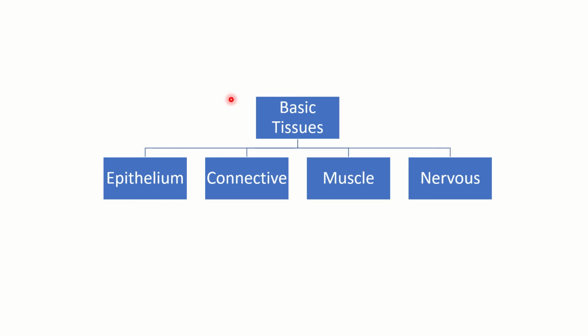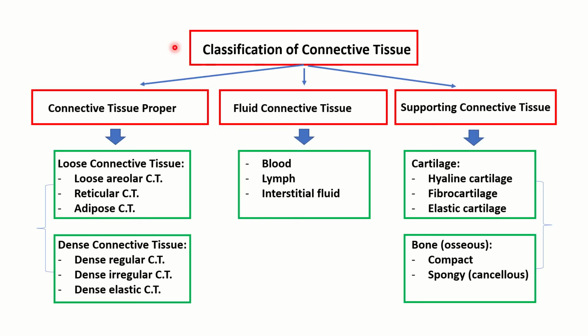As you know, there are four different types of basic tissues. One is epithelial tissue, the second is connective tissue, third one is muscle, and the fourth one is nervous. So we are concentrating here on this type of tissue, the connective tissue. Here is the classification of connective tissue. You have three main ones. You have connective tissue proper, fluid connective tissue, and supporting connective tissue.